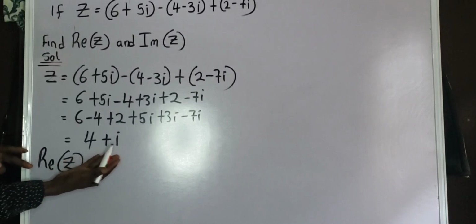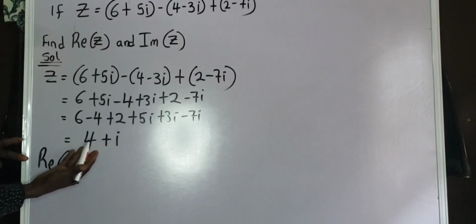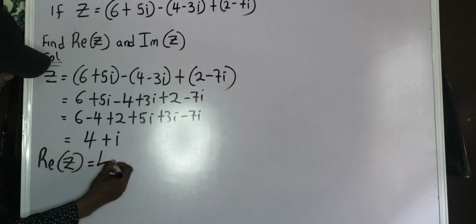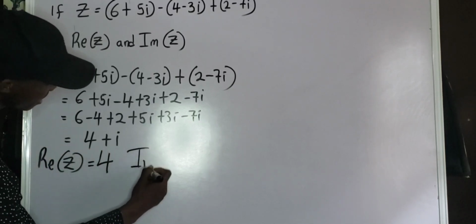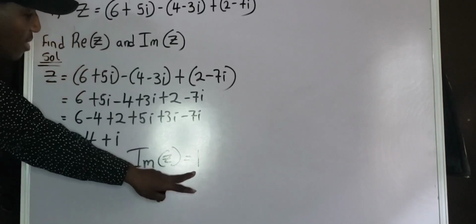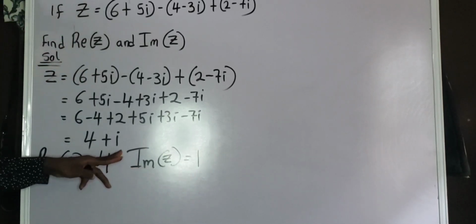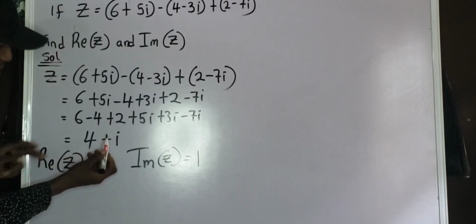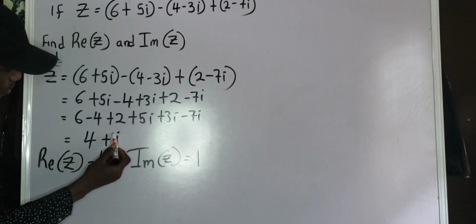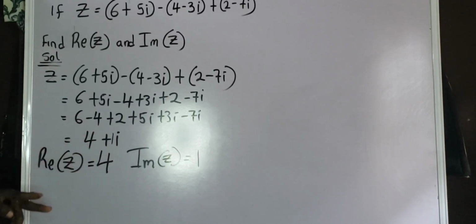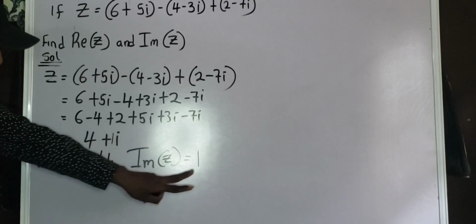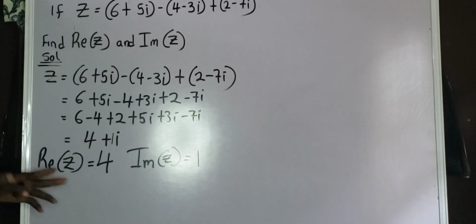Now look at this complex number. What is the real part? Yeah, the real part is 4. So the real part of z is 4. So the imaginary part of z is what? It is 1. You are not going to put the imaginary unit, because the coefficient of this imaginary unit is what? 1. 1i is also the same thing as i. So the imaginary part of this complex number is 1. The real part is 4. Are you getting what I'm saying?